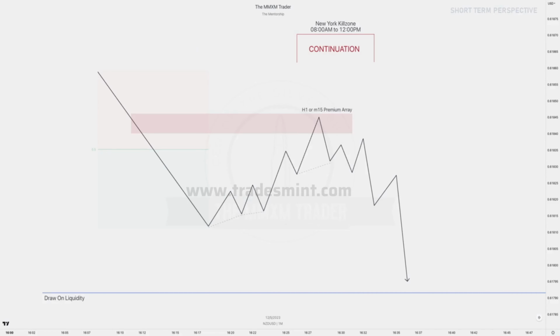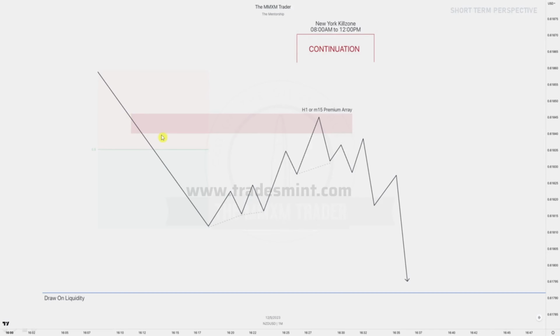Right, we've got a crude depiction for our short-term perspective bread and butter model, right? Remember, time is very important, so we're gonna be looking for that setup in New York kill zone 8 a.m. to 12 p.m., right? For that continuation or reversal. Now over here, we've got a continuation pattern, and basically what you're looking for is premium and discount levels. So you draw out your range, right? If you're looking for shorts, you're looking for a premium array, obviously.